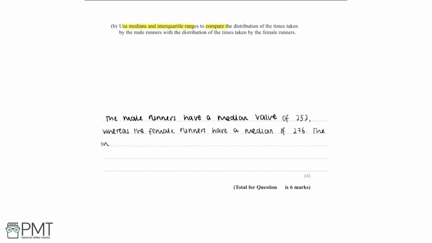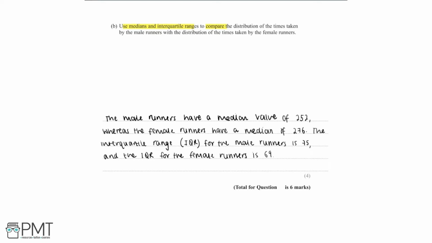So we can start by writing down the median values and the interquartile ranges that we found for both the male runners and the female runners. Now based on this information, we can make some comparisons between the times taken by the male runners and the times taken by the female runners.